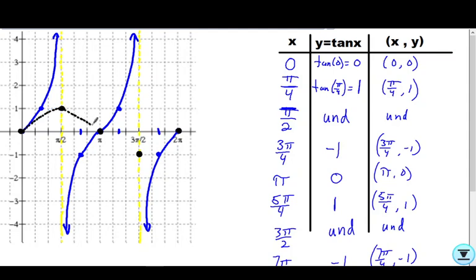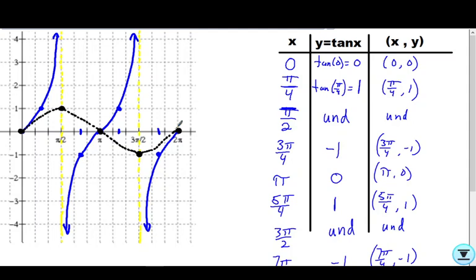So this is the parent function for sine. And if you notice something right away, sine and tangent share the same zeros: where sine is 0, tangent is 0. And where sine has its maximum or a minimum, tangent has an asymptote.